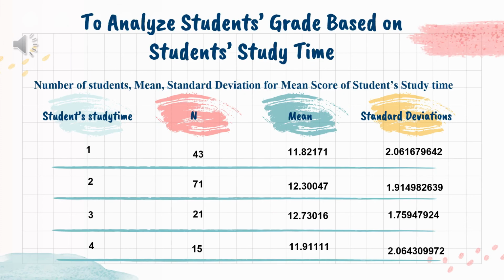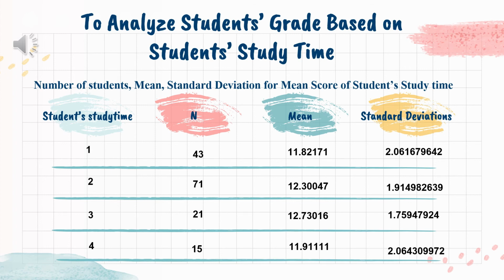Hello everyone, today I want to talk about student study time. This slide shows the student study time, the number of students, mean and also the standard deviation. The number 1 represents less than 2 hours. It means 43 students studied less than 2 hours per week.